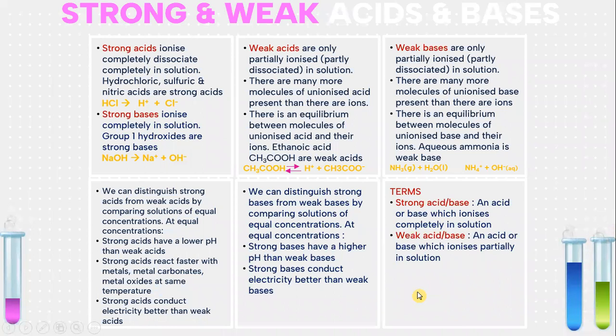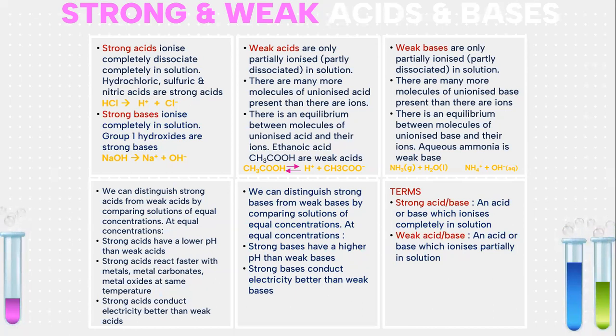Let's look into the strong and weak acids and bases. What does it mean by strong acid? Strong acids ionize completely, dissociate completely in solution. Examples given here are hydrochloric, sulfuric, and nitric acid, which are strong acids. HCl forms H+ and Cl-. So you already learned about proton transfer and also proton donors and acceptors. Strong bases ionize completely in solution. Group 1 hydroxides are strong bases.